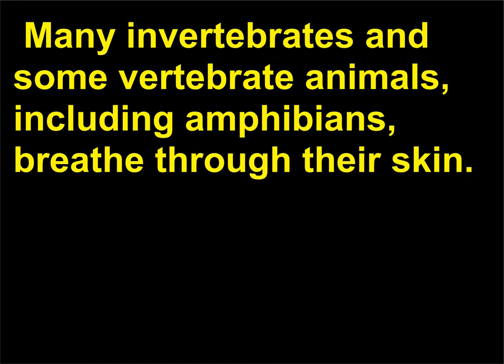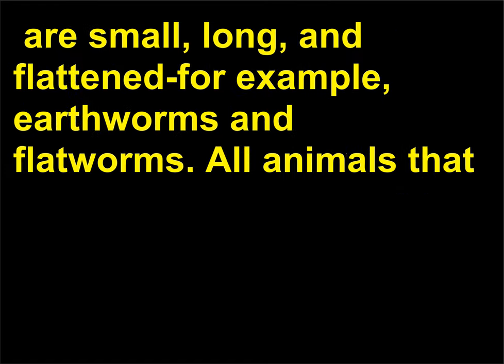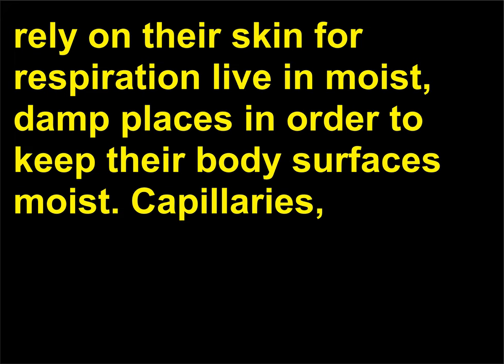Many invertebrates and some vertebrate animals, including amphibians, breathe through their skin. Many of the animals that breathe through their skin, a process known as cutaneous respiration, are small, long, and flattened, for example, earthworms and flatworms. All animals that rely on their skin for respiration live in moist, damp places in order to keep their body surfaces moist.